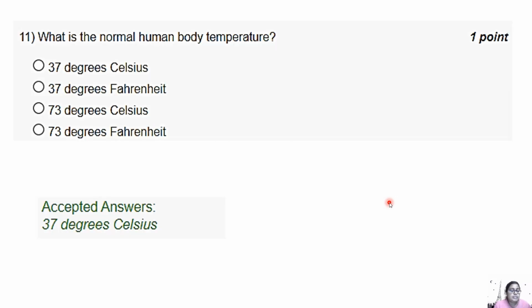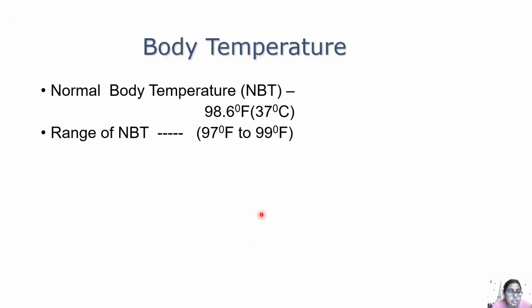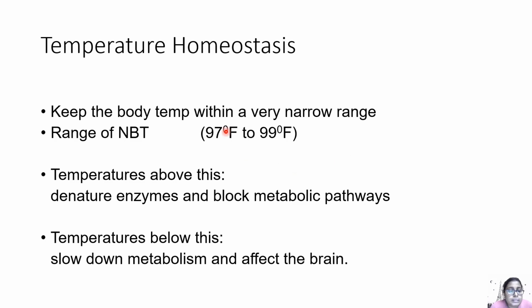Okay, so obviously the correct answer is 37 degrees Celsius. The normal body temperature is around 98.6 degrees Fahrenheit, 37 degrees Celsius. But there's a range of normal body temperatures, 97 to 99. So I'm pretty sure you are more familiar with the Fahrenheit term whenever measuring with a thermometer. I have seen only Fahrenheit thermometers, but Celsius is more convenient when we talk about things in labs like incubators and all of that. Okay, so basically temperature homeostasis keeps the body temperature within a very narrow range.